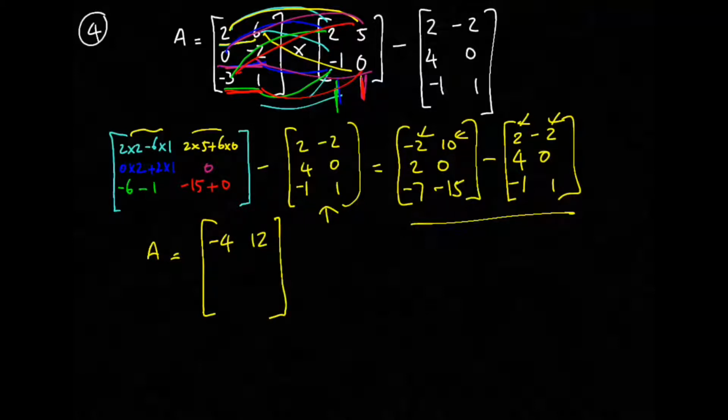Now you're looking at this one, 2 minus 4, which is negative 2. 0 minus 0 is 0. Negative 7 minus negative 1 is the same as negative 7 plus 1, because two negatives cancel. So it's negative 6. Negative 15 minus 1 is negative 16.